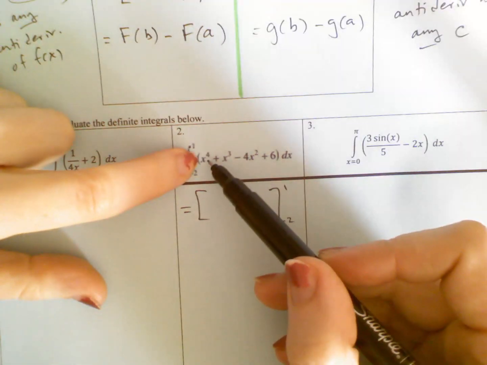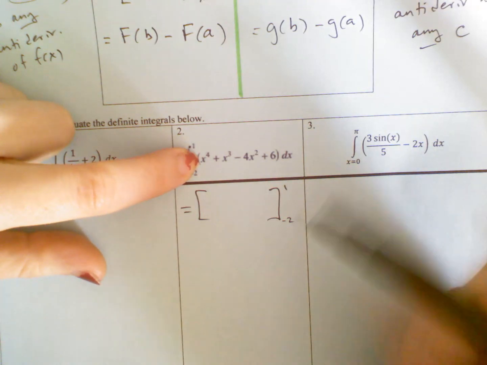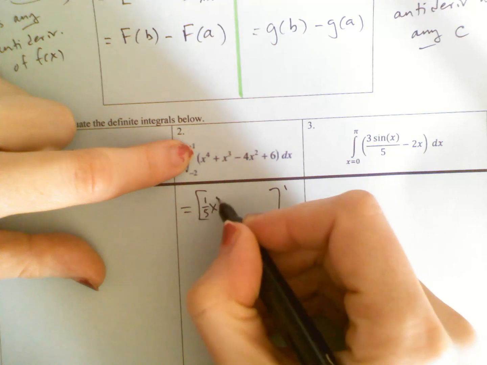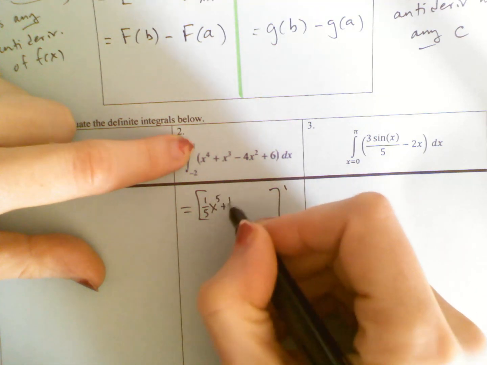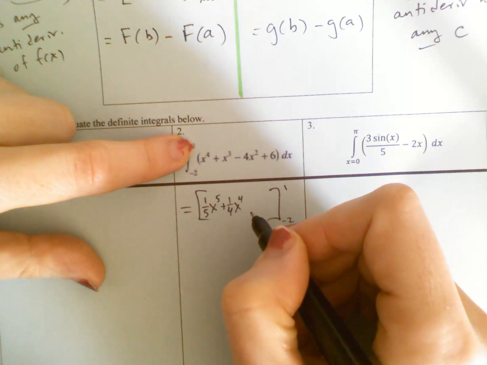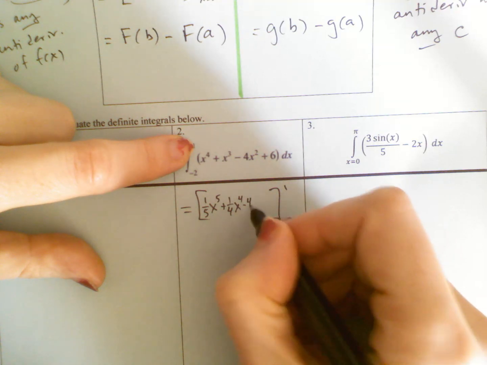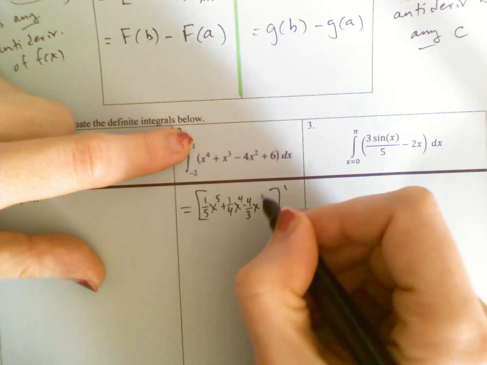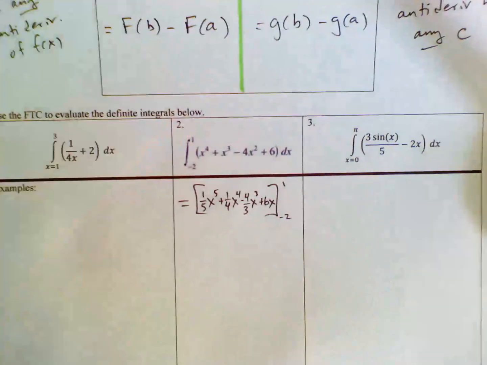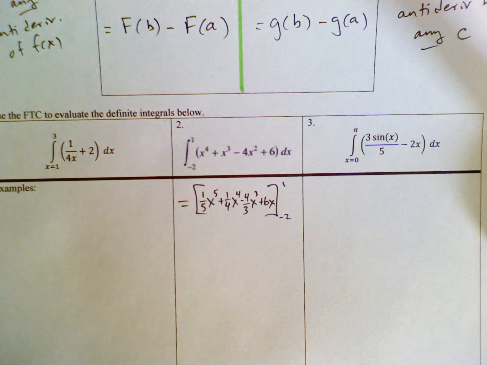Now for the antiderivative, we could just use the power rule for everything. So the coefficient is 1, 1/5 x to the 5th plus 1/4 x to the 4th minus 4/3 x to the 3rd plus 6x plus c, but you could use any c, so we'll just use c is 0. We'll choose that member of the antiderivative family where c is 0.